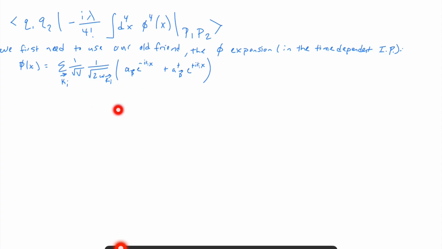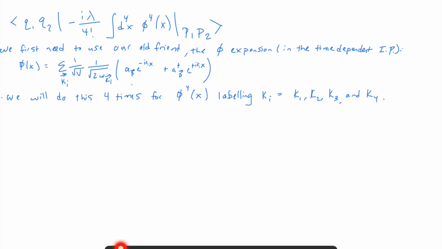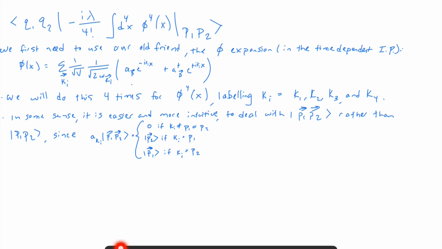But here's our expansion, which we're going to take and just plug into this and see what we get. We're going to have to do this 4 times because it's phi to the 4th power. So we'll do phi times phi times phi times phi. We're going to take this expression and multiply it by itself 4 times. This is a dummy index, so we're just going to change this k to k_i, and we'll do k1, k2, k3, and k4, since each of these expansions is independent.